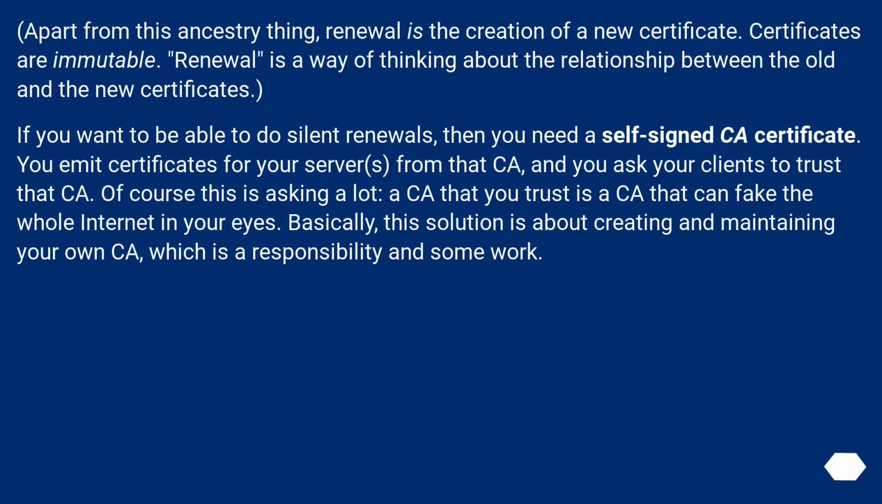Apart from this ancestry thing, renewal is the creation of a new certificate. Certificates are immutable. Renewal is a way of thinking about the relationship between the old and the new certificates. If you want to be able to do silent renewals, then you need a self-signed CA certificate. You emit certificates for your servers from that CA, and you ask your clients to trust that CA. Of course, this is asking a lot. A CA that you trust is a CA that can fake the whole internet in your eyes. Basically, this solution is about creating and maintaining your own CA, which is a responsibility and some work.